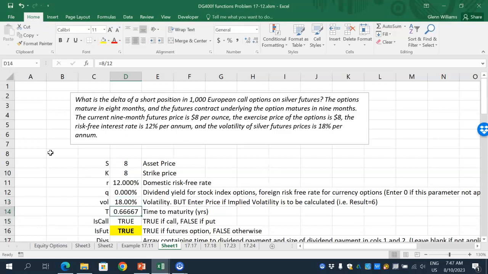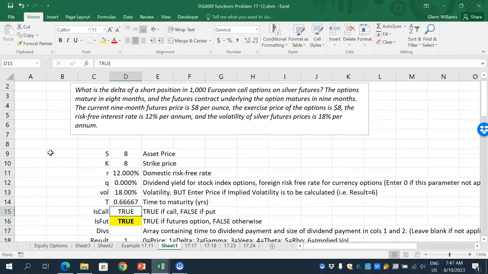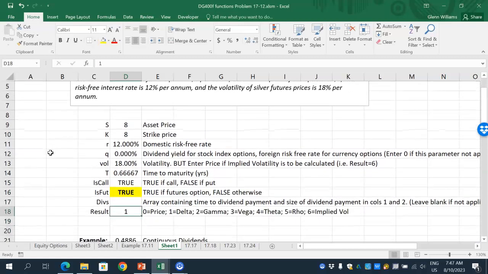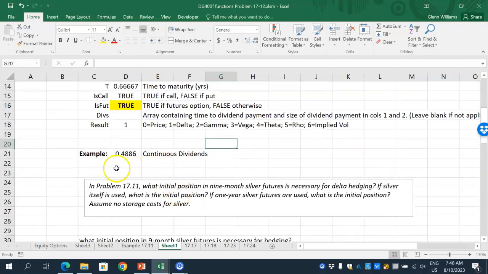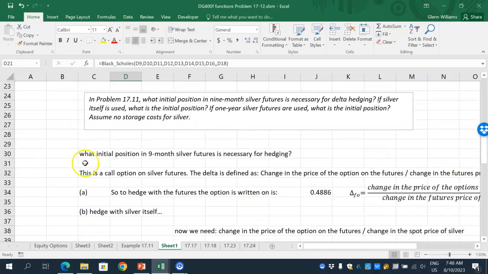The time to maturity is given. The option on the futures is 8 months, so that's 8 out of 12. It's a call option and it's a future, so I've got those in there. I'm looking for delta, so my result is 1. And that gives me an answer here of delta 0.4886. Right? And then it asks you some other questions. First, I want to be sure that you understand what this 0.4886 tells us.